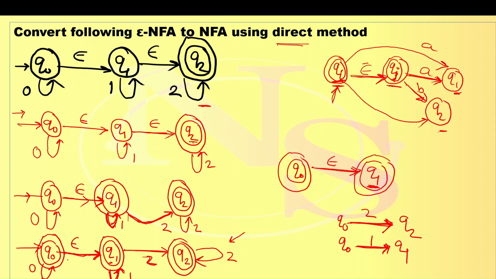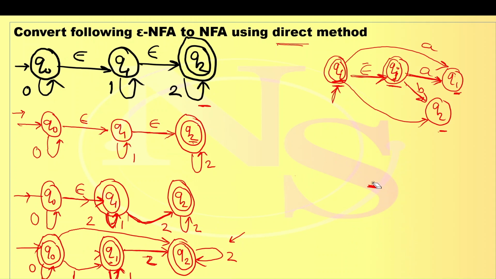So Q0 to Q2, for example, this is a transition from Q0 to Q2. Just for lack of space, I am writing here Q0 to Q2. For which symbol? Symbol is 2. Q0 to Q1. For which symbol? Symbol is 1. And once you apply these two rules, you can remove this epsilon transition. Then I am removing this. This becomes your final answer for NFA.